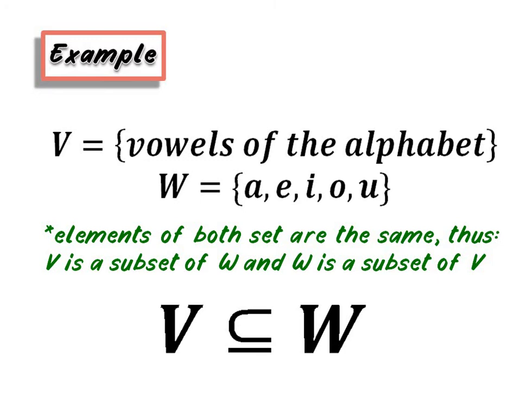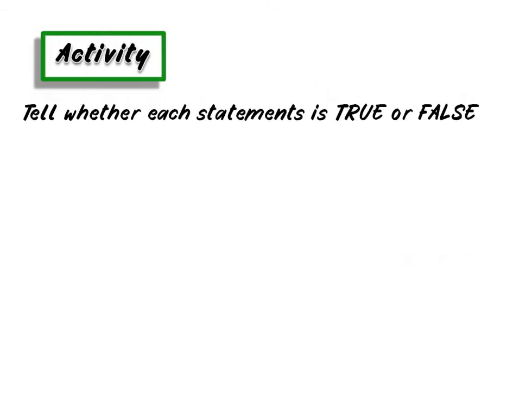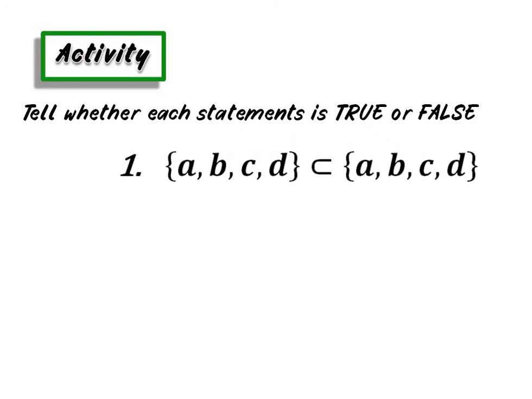To check if we understand the lesson, let's have some activity. Tell whether each statement is true or false. Let's start with number 1. The set containing A, B, C, D is a proper subset of the set containing A, B, C, D. Is it true or false? Excellent. The answer is false because the two sets have exactly the same elements. Therefore, the two sets should be improper subsets.